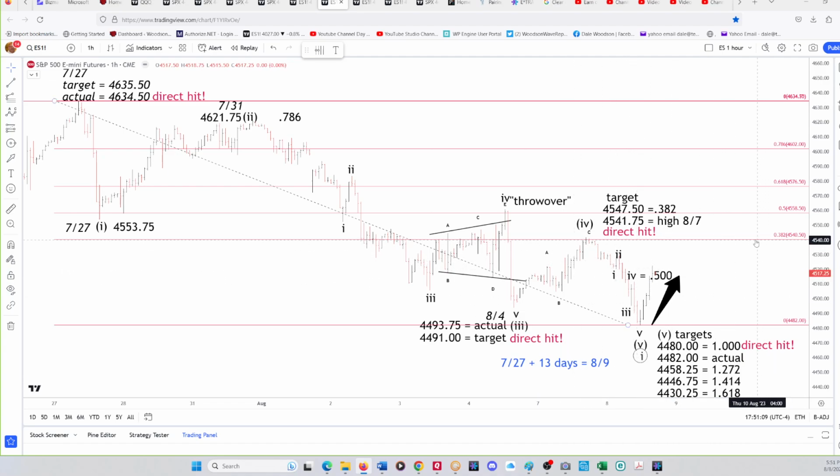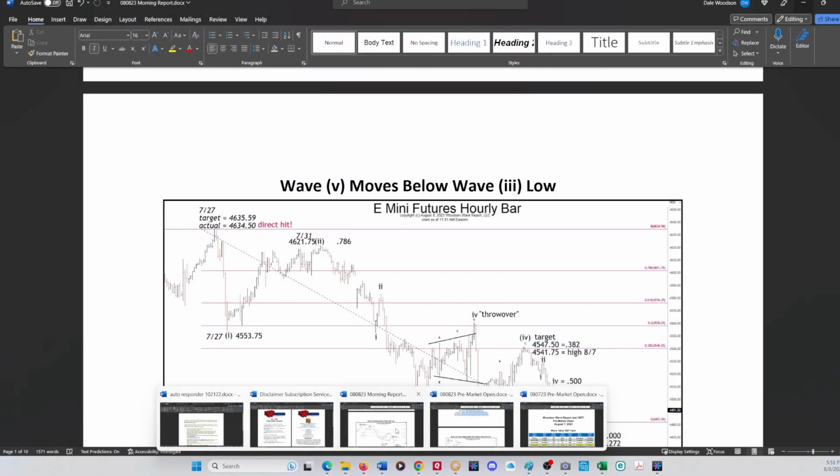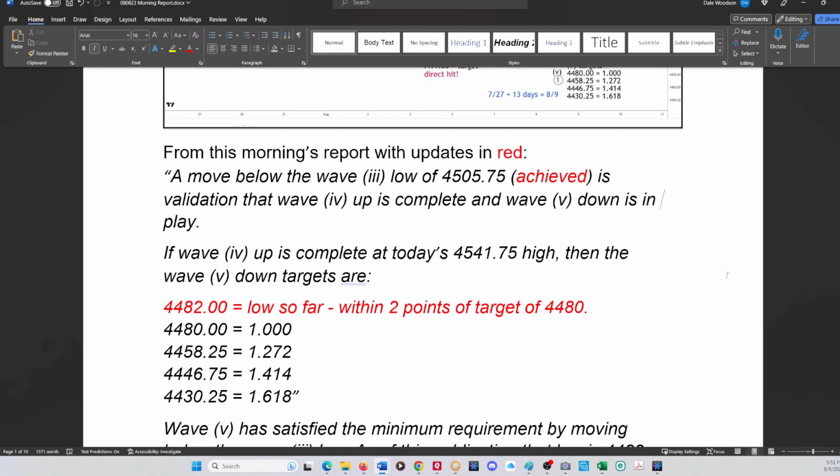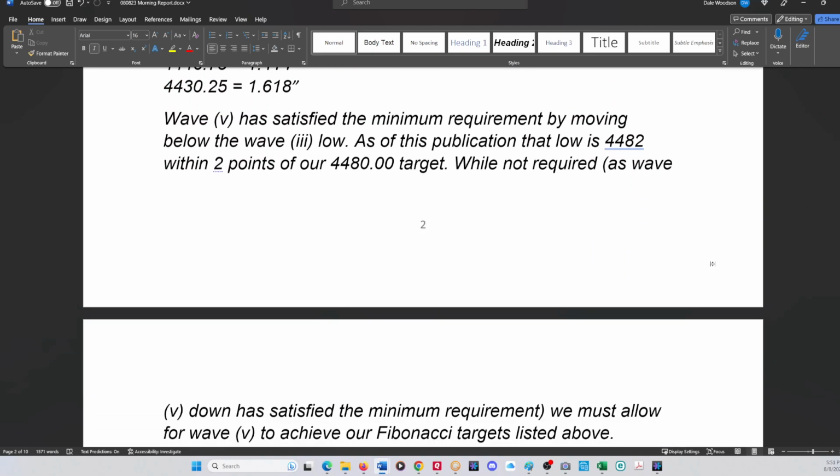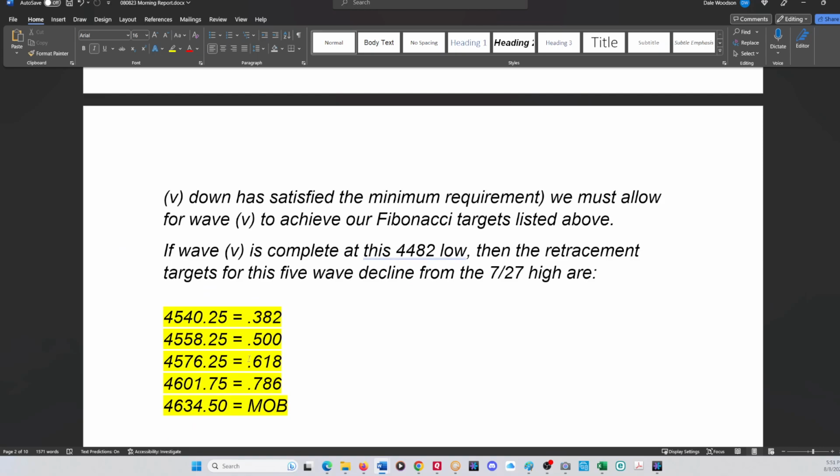So our targets here, the 382 is 4540.5. The 50% retracement is 4558.5, and the 618 is 4576.5. If you guys can't see them there, I think I have that in our morning report today. Those were the downside targets. There they are. There are the upside targets for retracement of that entire 5-wave decline from July 27th high.